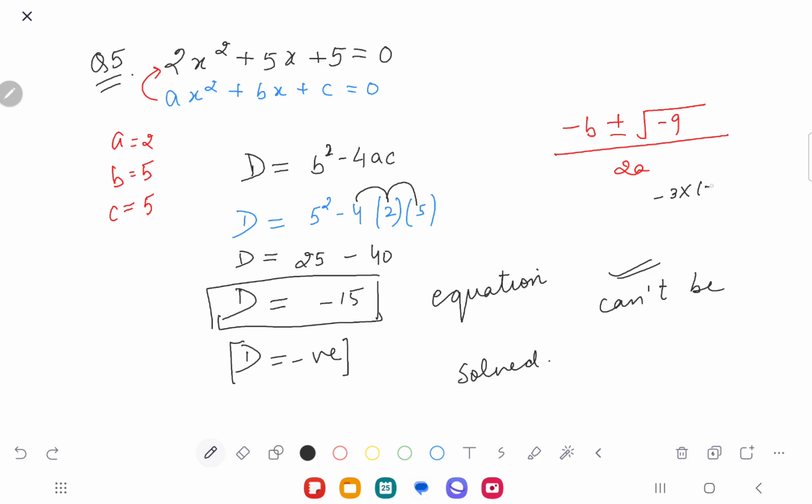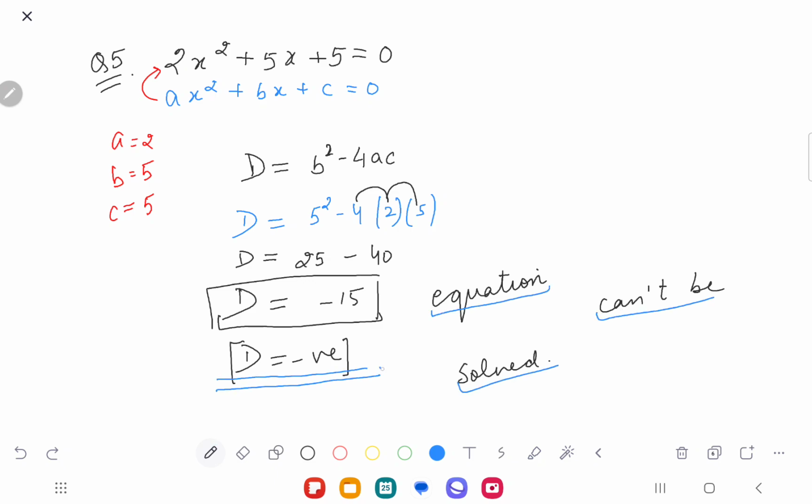If you say minus 3 times minus 3, don't you think that would be plus 9? And if you say 3 times 3, don't you think that should also be plus 9? Isn't it? That means what? That means if this discriminant comes out to be negative, you will not be able to calculate its root. And that is why you can't solve this equation. You understand my point? Okay, that's the concept. So equations can't be solved because the discriminant is negative.